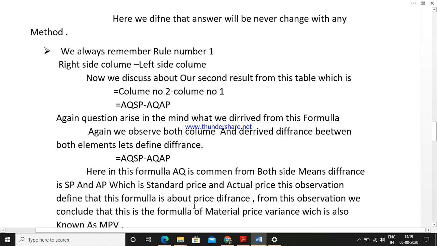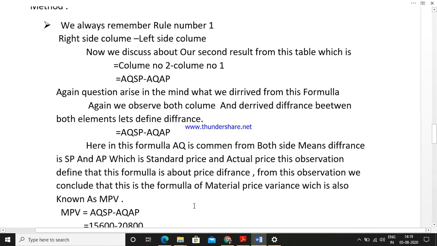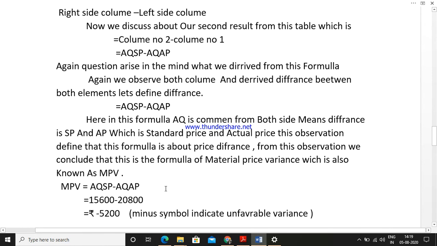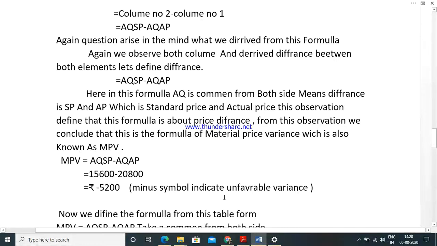From this observation, we conclude that this is the formula of material price variance, which is also known as MPV. Now, MPV is equal to AQSP minus AQAP, 15,600 minus 20,800. Here we get minus 5,200. Again, minus symbol indicates unfavorable variance.